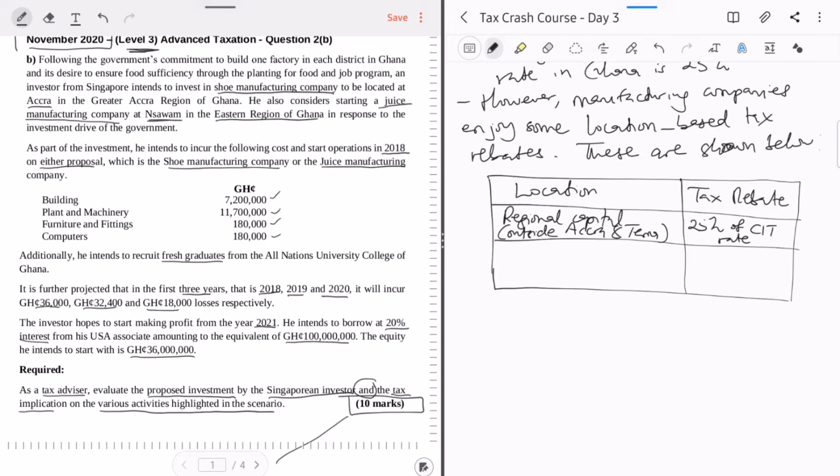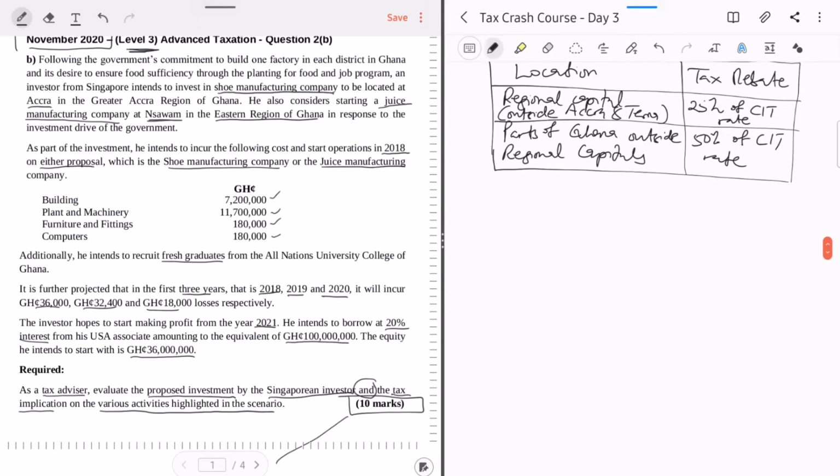Then the next one is what? Located in what? Parts of Ghana outside regional capitals. These will get what? 50% rebate of the company income tax rate. So we've given the general rule. Then we now have to apply this to the question.